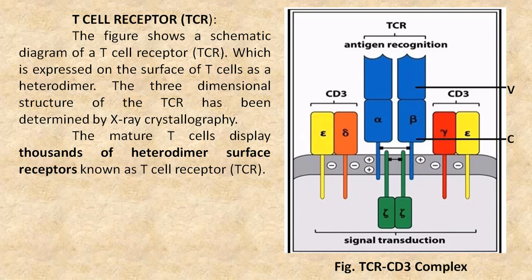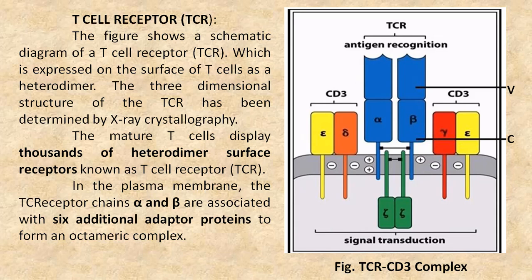The mature T cells display thousands of heterodimer surface receptors known as T cell receptor. In the plasma membrane, the T cell receptor chains alpha and beta are associated with 6 additional adapter proteins to form an octameric complex.